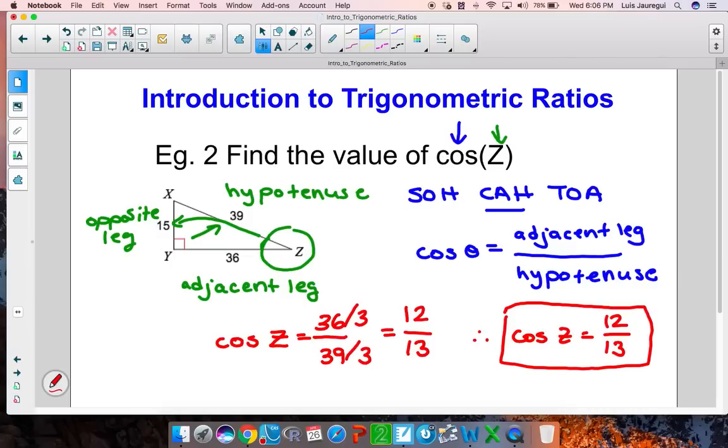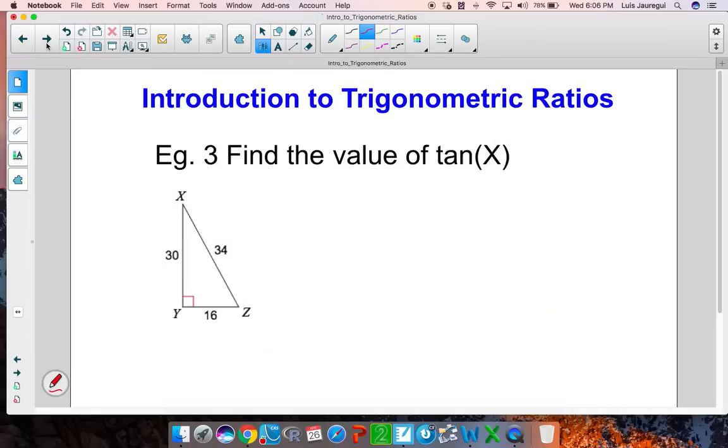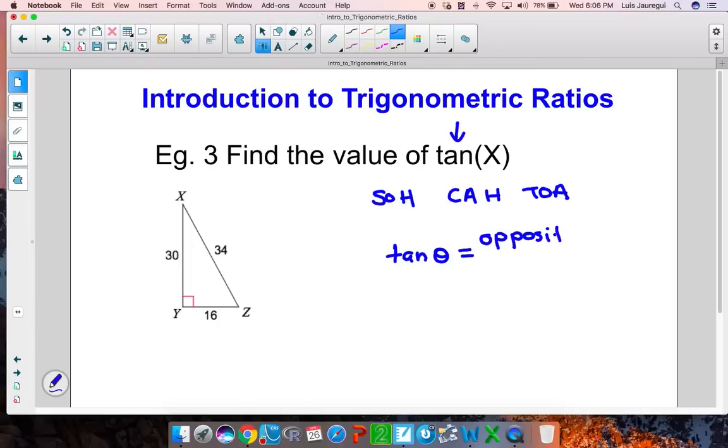Now let's go ahead and see one more example. Example 3. Find the value of tangent of x. Again, as I said before, it's a good idea to write down your mnemonic device, SOH-CAH-TOA, especially as you are starting your studies in trigonometry. In this case, let's take a look at what we're interested in. We're looking for tangent. So tangent of angle theta is equal to the ratio between the opposite leg and your adjacent leg.